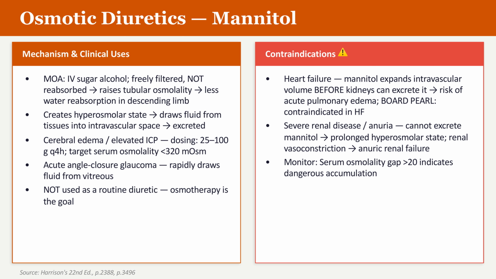The key board pearl to remember: mannitol is contraindicated in heart failure. The reason is timing. Mannitol first pulls fluid into the intravascular space before the kidneys can excrete it. So in a patient with HF, you transiently worsen volume overload and can precipitate pulmonary edema. Also avoid it in severe renal disease, where mannitol can't be excreted and can cause anuric renal failure via renal vasoconstriction.